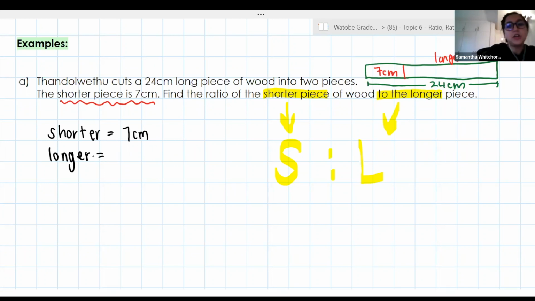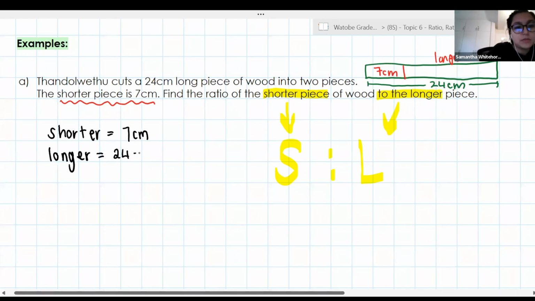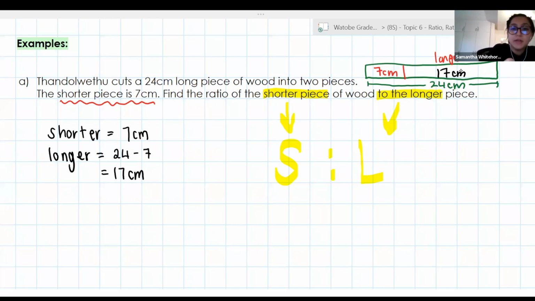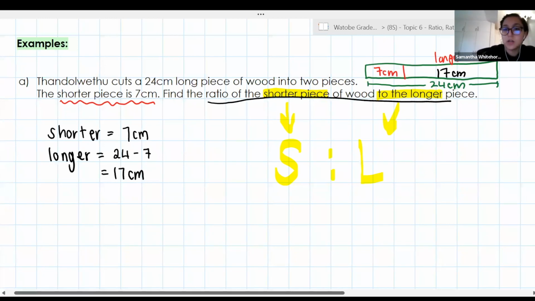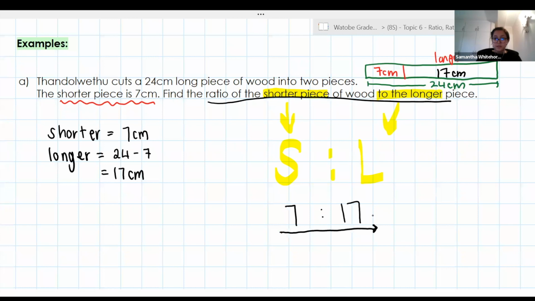Good, grade 8s. So we would take the total, we would subtract the shorter piece, and we would get that the longer piece is 17 centimeters. So now I know my longer piece is 17 centimeters. Now that's important for me to know because it's telling me to find the ratio of the shorter piece to the longer piece. I know my shorter piece is 7. I know my longer piece is 17. I can't simplify that because nothing divides into both 7 and 17. And so I have got my ratio of the shorter piece to the longer piece of wood.